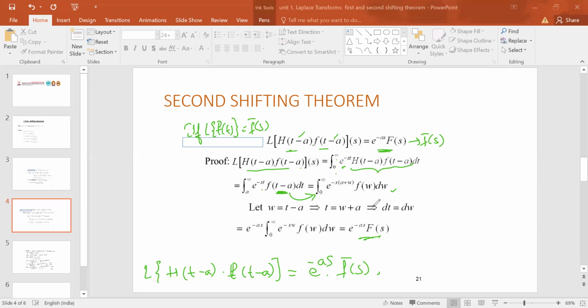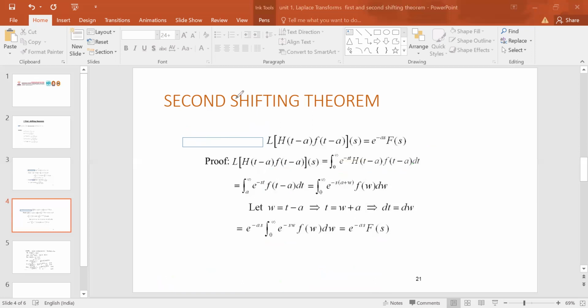So therefore, by putting all the substitutions, e power minus as will be the constant. So let us keep it outside. The remaining is only e power minus sw into f of w dw, which is nothing but, according to the definition, capital F of s. So therefore, finally, what we have derived: the Laplace transformation of h of t minus a into f of t minus a is nothing but e power minus as into f bar of s. Right? This is the second shifting theorem formula and derivation.